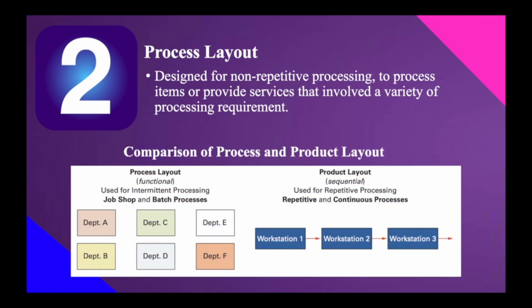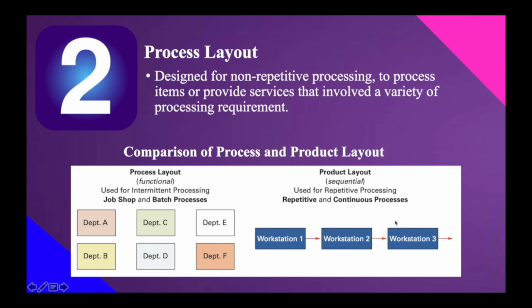So, when we say process layout, this is an example ng process layout. Titignan nyo po dito sa kaliwa, no? Process layout or functional layout used for intermittent processing. Applied po ito for job shop and batch processes. So, hindi sila ganun connected sa isa't isa. Department A, B, C, D, E, and F. This is a process layout.